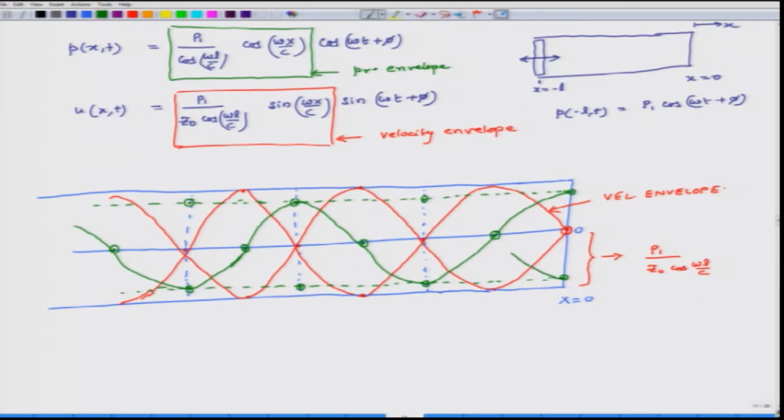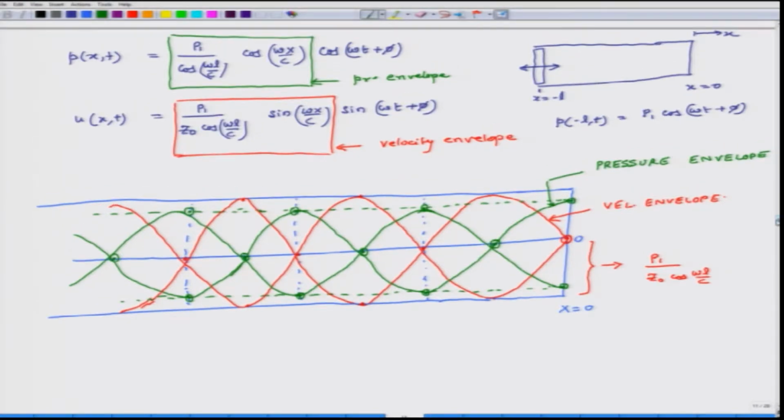So, this may not be the greatest graph, but it is important that you get the idea. So, this green curve is the pressure envelope. Now, let us try to understand what these graphs mean. So, let us just look at the green curve only for starters.